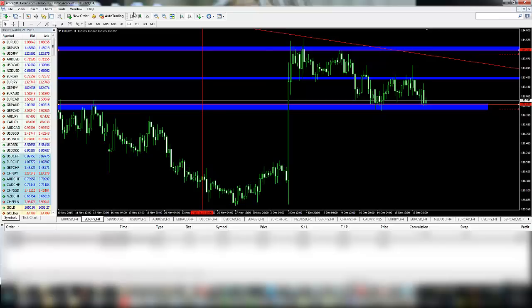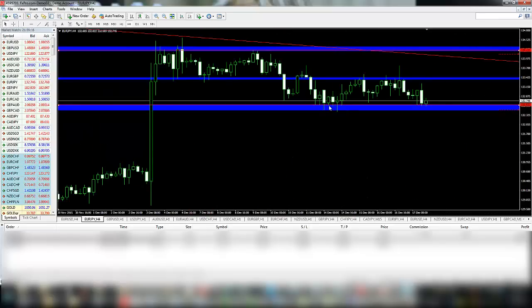But I've got this action here. It didn't close within it. It broke through it, came back, didn't close within it, and has been pretty forcefully rejecting off of it. So I definitely count that as a shorter term zone.